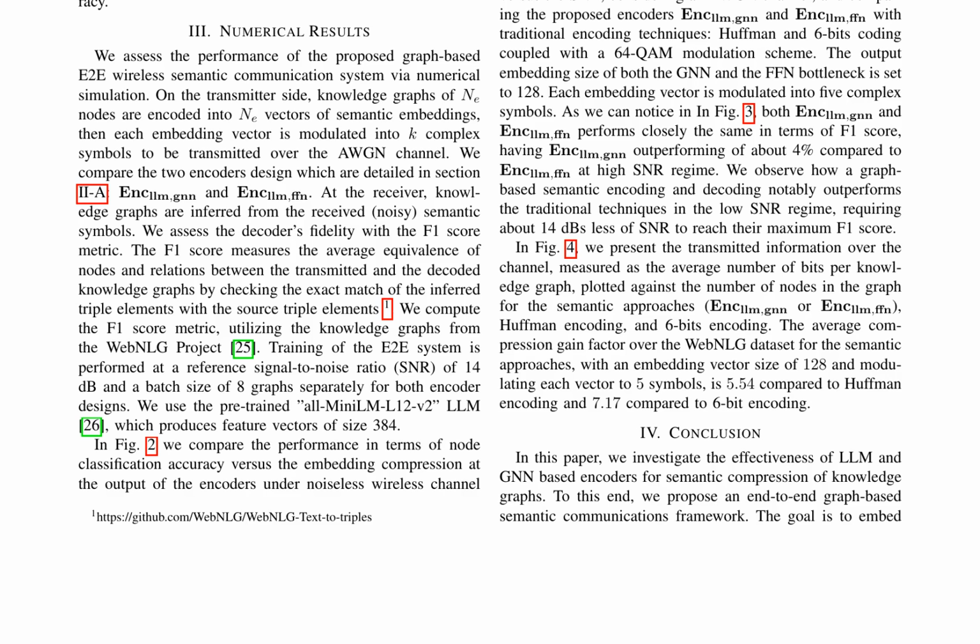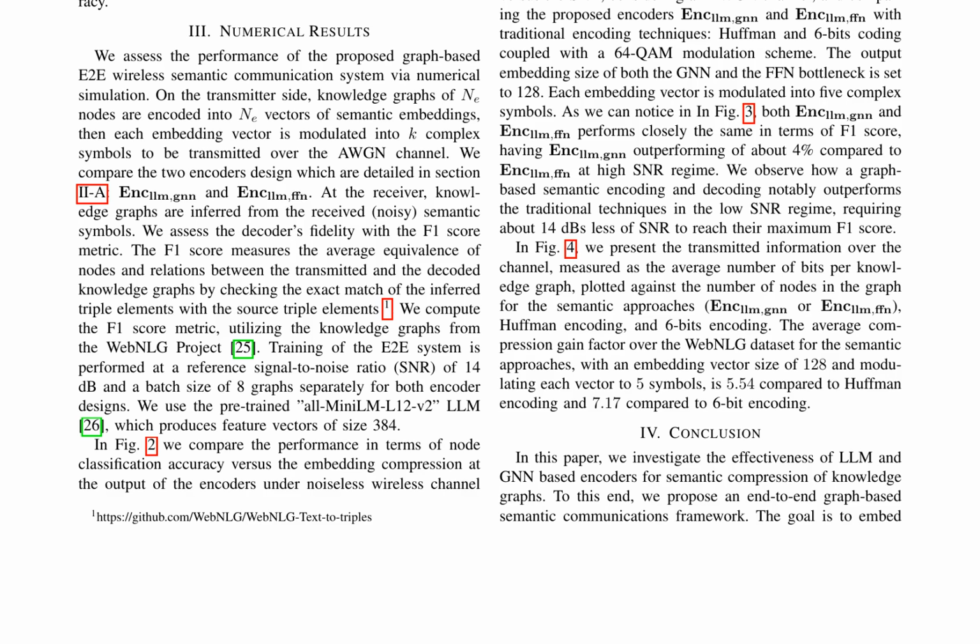In an additive white Gaussian noise channel, the graph-based semantic encoding and decoding approach outperforms traditional techniques in the low signal-to-noise ratio regime, requiring about 14 dB less SNR to reach the maximum F1 score. The semantic approaches also demonstrate a significant compression gain, with an average compression gain factor of 5.54 compared to Huffman encoding and 7.17 compared to 6-bit encoding.